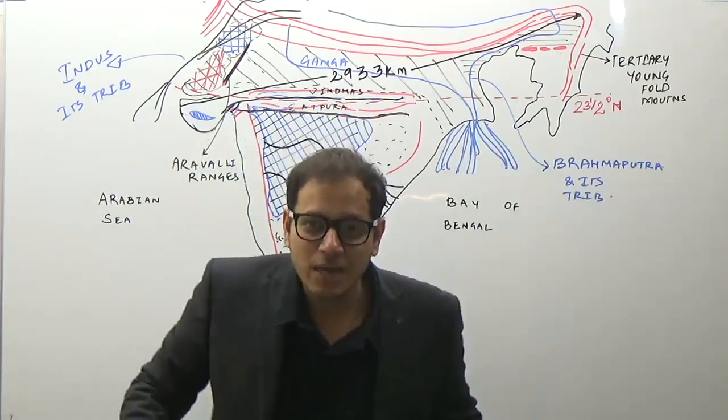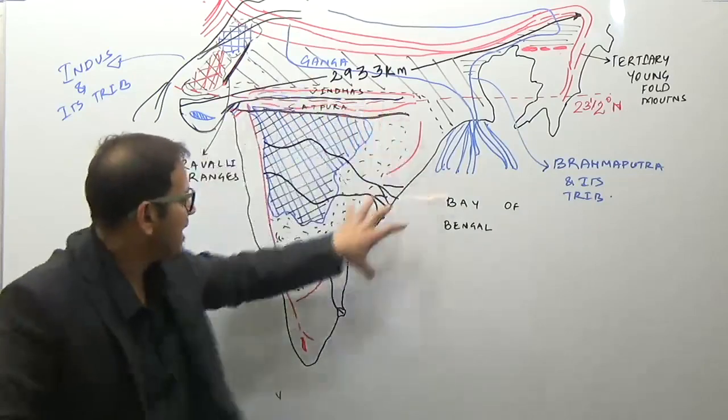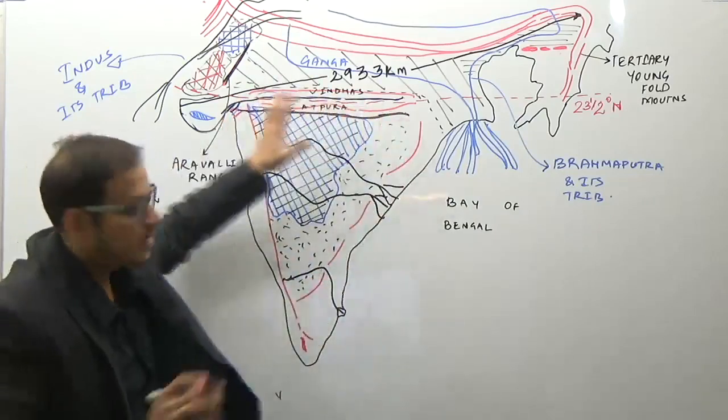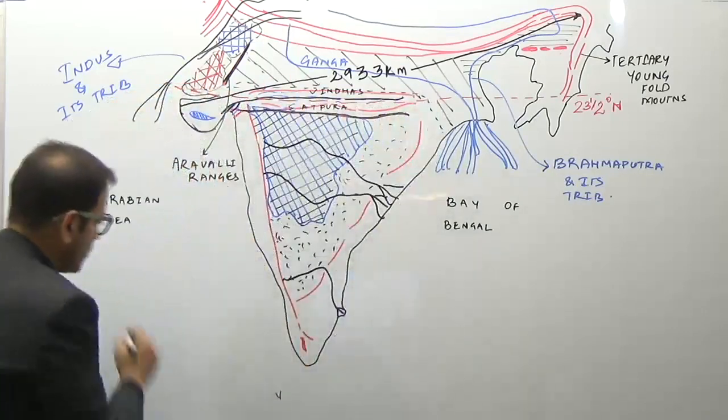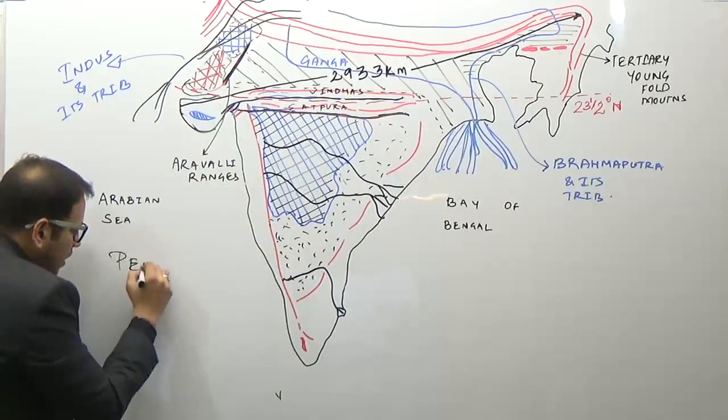What is a peninsular plateau? This inverted triangular part is known as a peninsular plateau. So this inverted block of India is a peninsular plateau region. Why the peninsular plateau region?